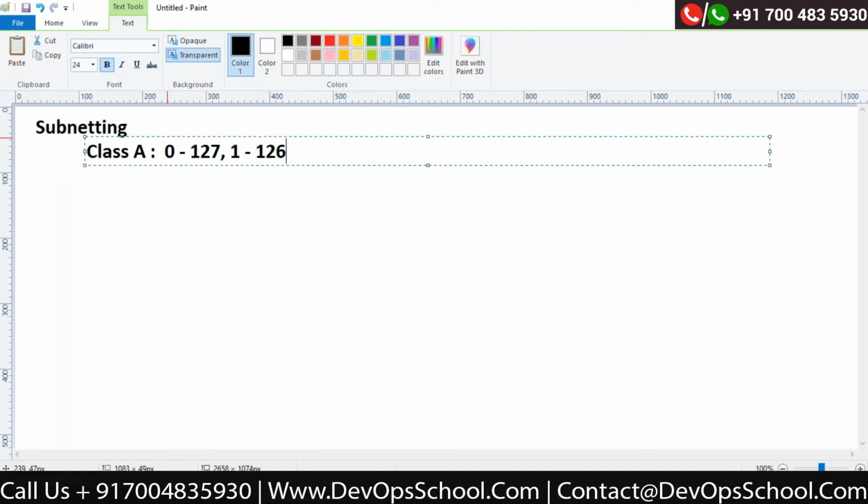Now, why can we not use 0? We cannot assign 0 to any particular machine. And 127, this entire network is for what? Loopback. It is already assigned. So I cannot assign any IP with these two sets of numbers.